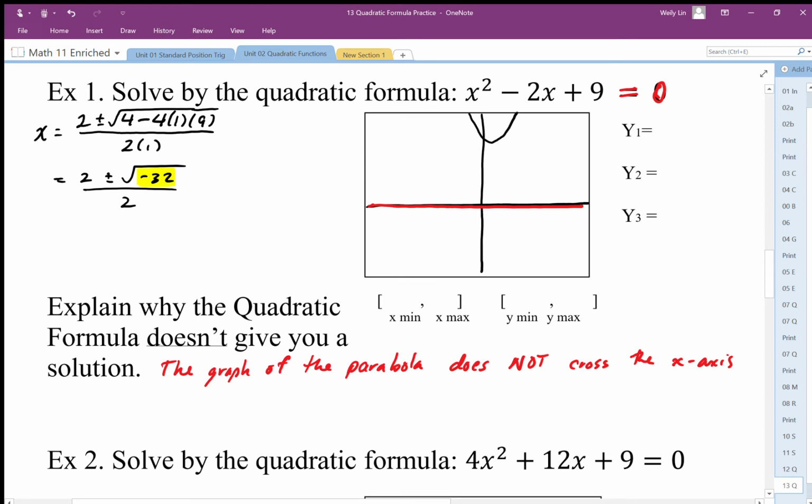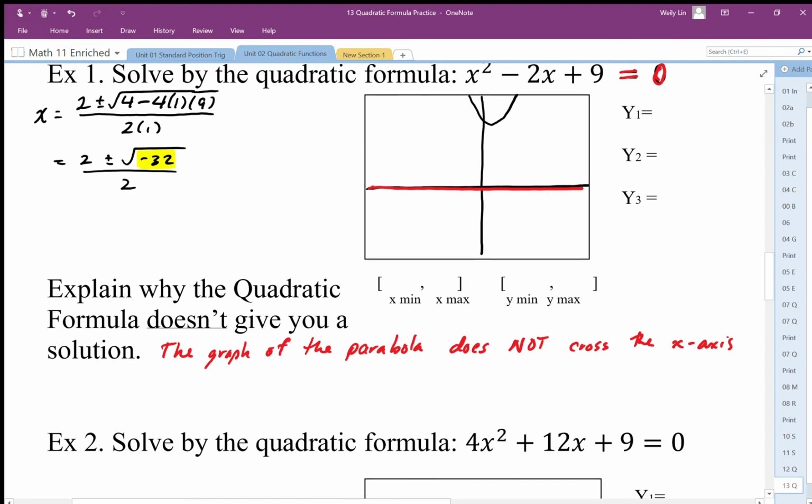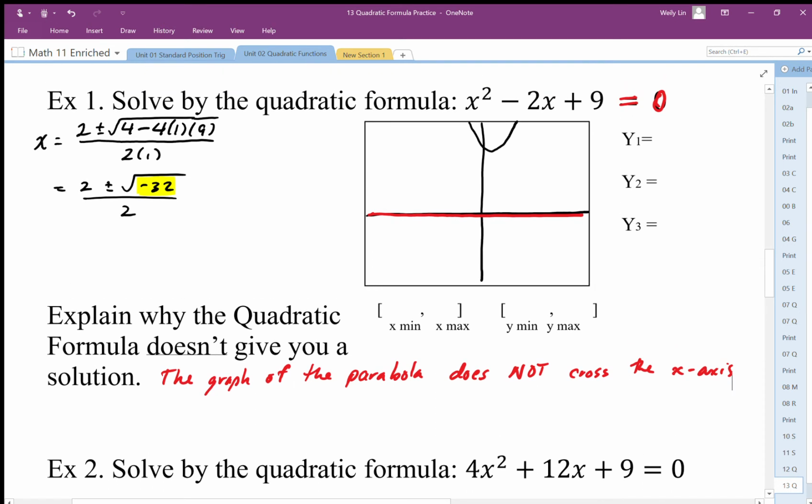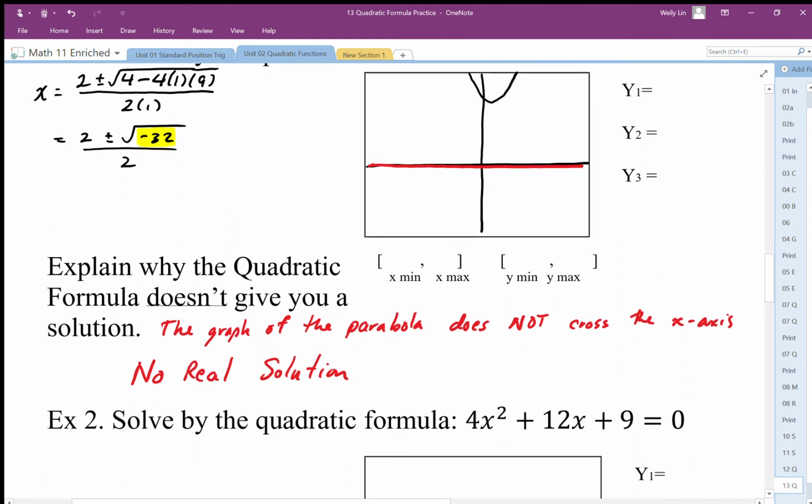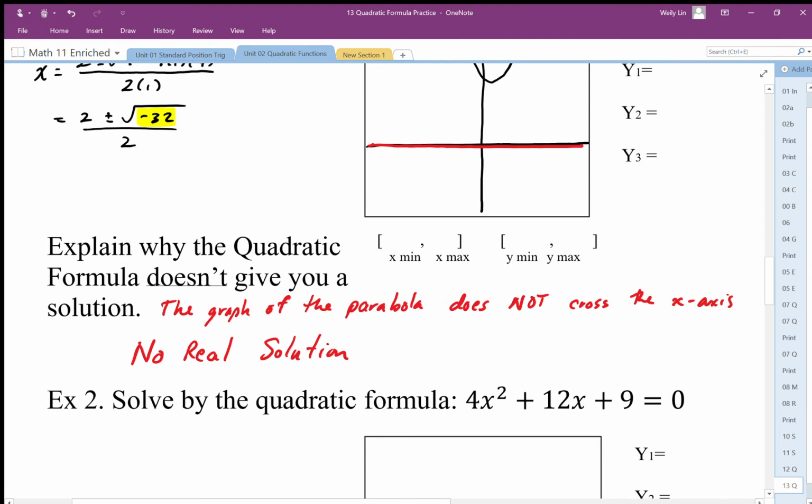So this is a problem here. Well, it's not really a problem, it's just that there's no solution here. So what we say then is there's no real solution. We just say no solution. Now there are imaginary solutions: if we use the imaginary or complex number system, we can find a solution, but in the real number system, there's no solution.